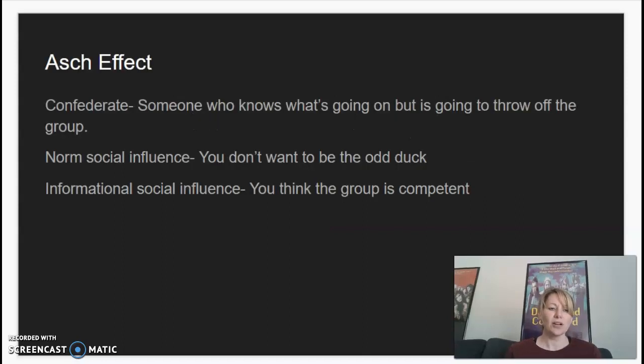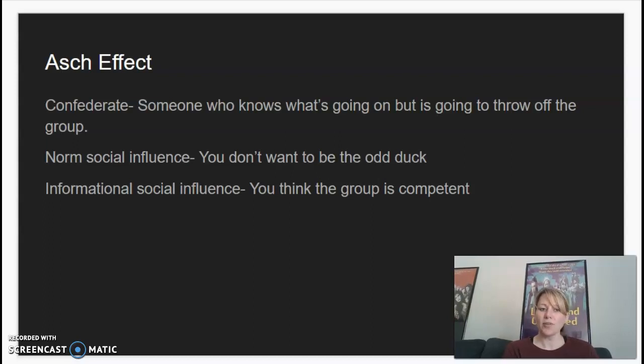We're going to start out with the Asch effect. The Asch effect is when they have a group of people, they give them a test, and they have a confederate, that's somebody that is working with the experimenter, and that confederate knows what's going on. So they are there to throw off the group, to choose the wrong answer on purpose, to see who goes along with them.